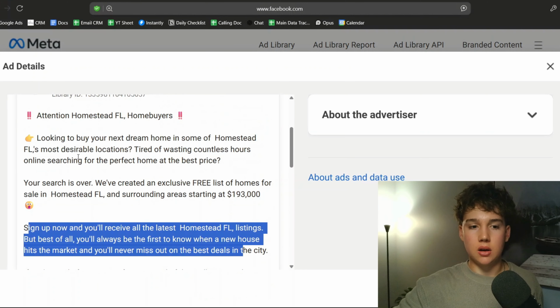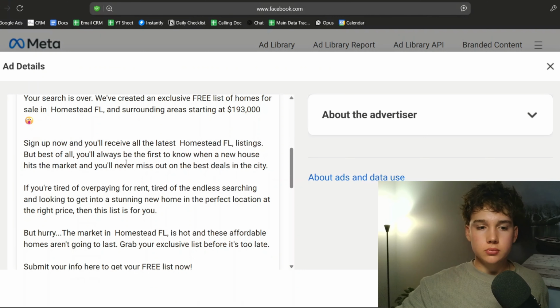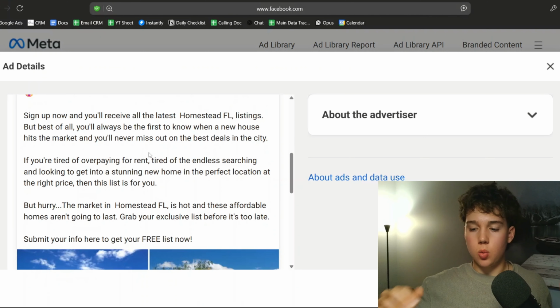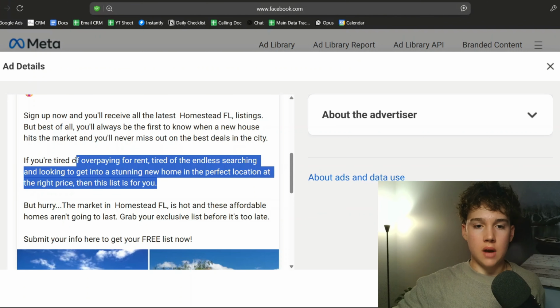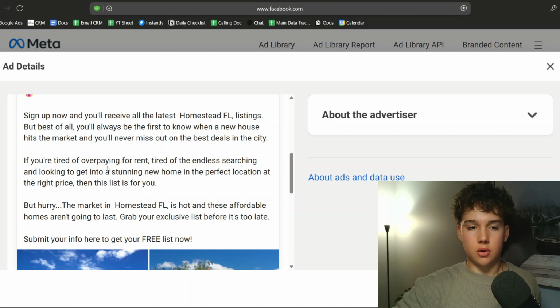Now this is the body of the ad after we got through the hook. Now we're in the body, and this is basically where you're selling what you have, how what you have is actually unique and why it's beneficial to them. So this is good right here, exclusivity. So if you're tired of overpaying for rent, tired of endless searching and looking to get into a stunning new home in the perfect location, kind of a run-on sentence right there, then this list is for you. But that is pretty solid though. Like this ad, it has pretty decent copy. You're selling the dream outcome and you're talking to their specific pain points.